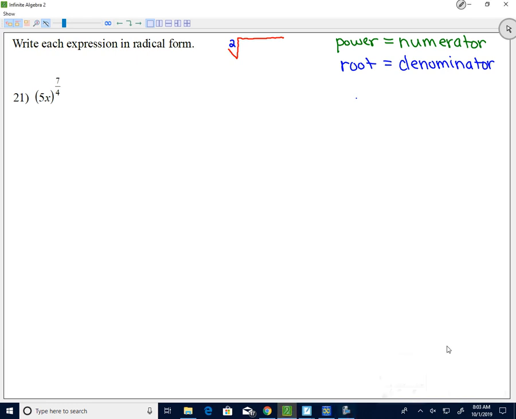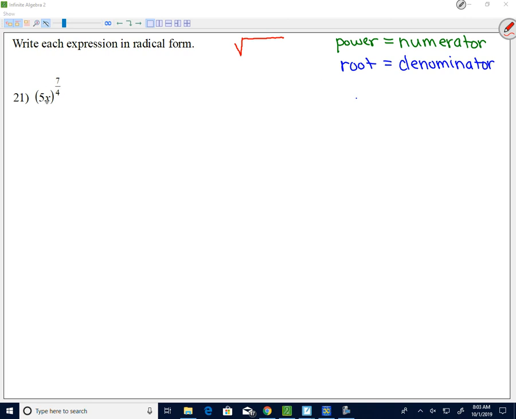So now we're going to take those same rules and we're going to apply them in reverse. So what happens when I'm given an exponential expression and told to write it in radical form? Well, we still have to remember that if it has a 2 on the bottom, we use the square root symbol for the root without the 2 in it. And that whatever number is in the numerator becomes the power, and whatever number is in the denominator becomes the root.